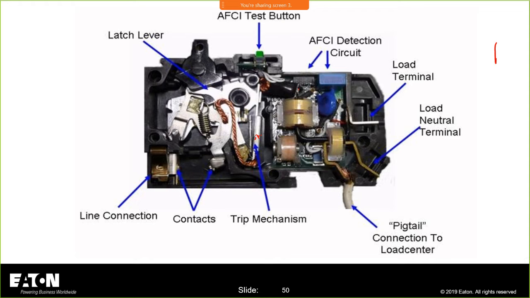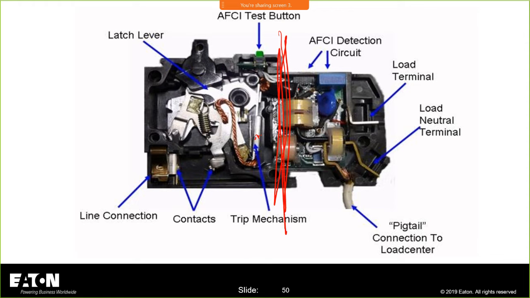And unfortunately, that conductor is right in front of that face, and we've moved some design since the picture of this was taken. So we rerouted some of the conductors internally so that we didn't have that same complaint. But we didn't change much other than where the conductor is routed in this device. But in any case, that's basically the insides of an AFCI device.